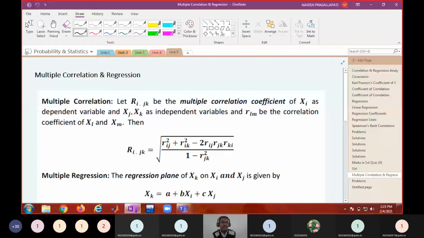Now put this heading: multiple correlation and regression. Multiple correlation and regression.